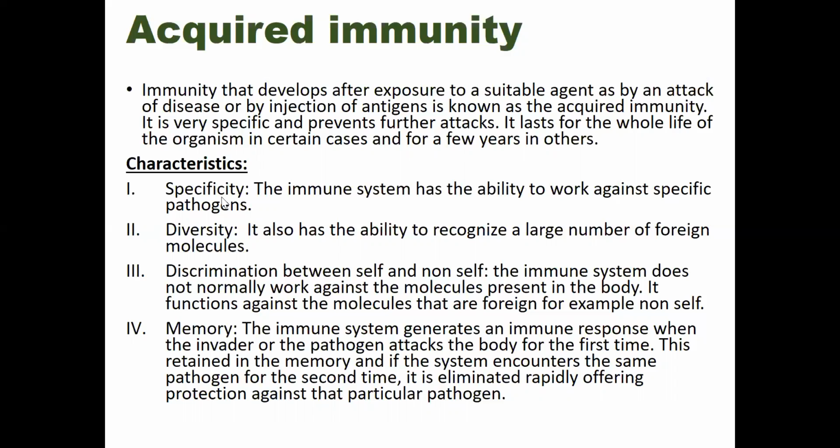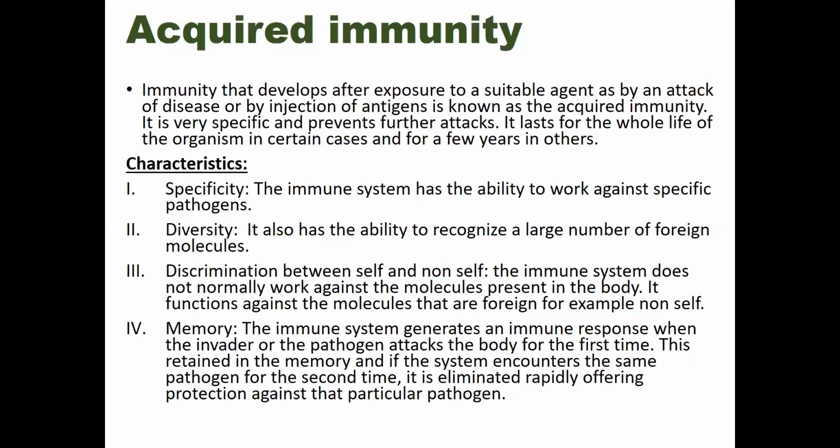Here are some characteristics of the acquired immunity. First one is the specificity. This immune system has the ability to work against a specific pathogen, not a random pathogen. And another characteristic is diversity. It also has the ability to recognize a large number of foreign molecules. They are diverse, they can recognize so many foreign molecules.